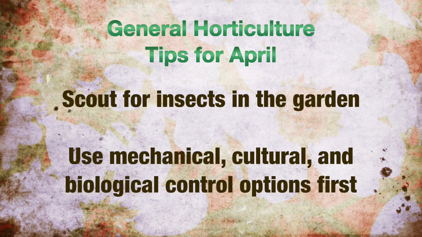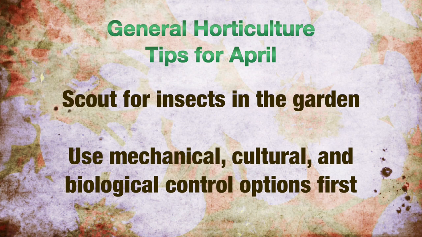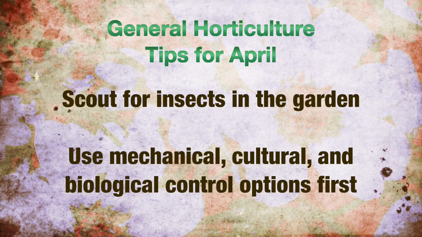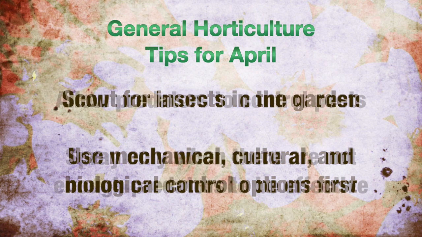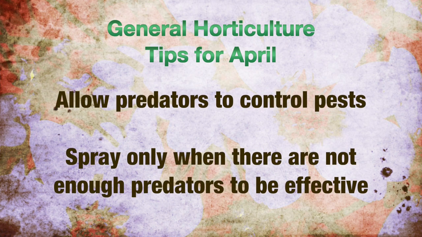Lace bugs, aphids, spider mites, bagworms, etc. can start popping up in the landscape and garden later this month. Keep a close eye on all plants and use mechanical, cultural, and biological control options first. Be alert for both insect pests and predators.